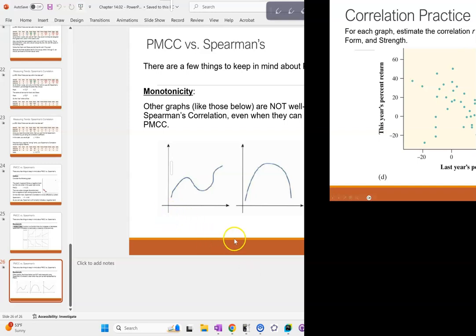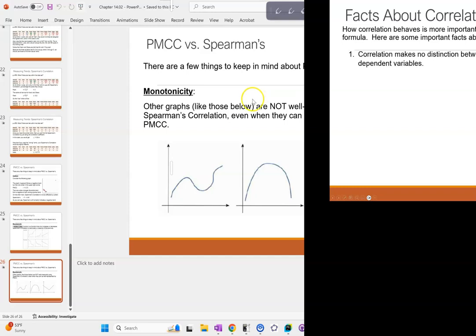Positive or negative, though? I think it looks negative to me. Most of the data looks like it's going in this direction. But a negative 0.3, I think, is a great estimate. So the direction is negative. The form is linear. It doesn't look like anything else, right? And this is pretty darn weak, right? Yeah. Okay.